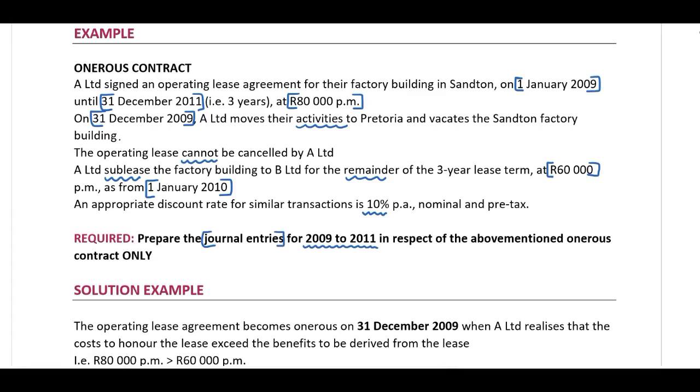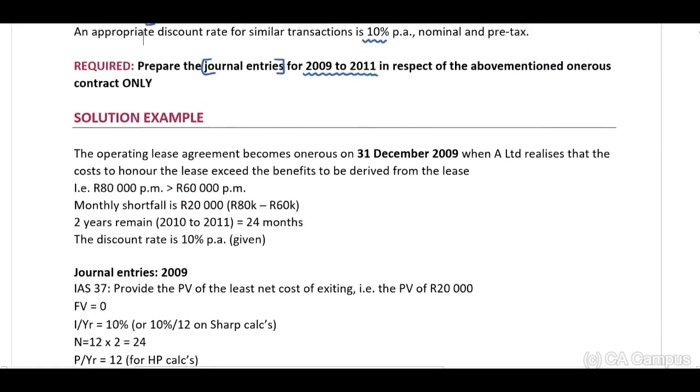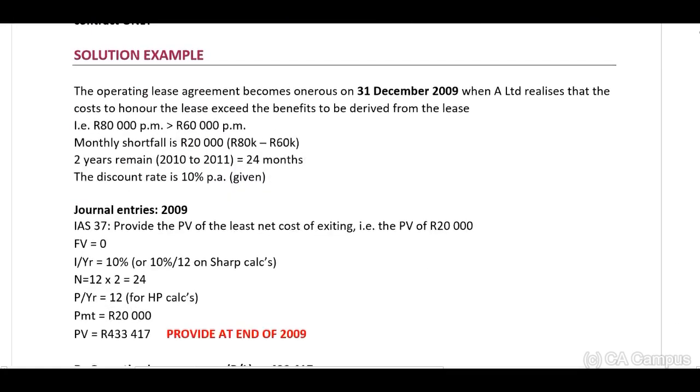Now guys, first you had to identify on your own this is an onerous contract. Why? Because A Limited has to pay 80,000 a month and only receive 60,000. Therefore the 80,000, which is our unconditional costs, exceeds the income, 60,000, and they rent out this property from 1 January 2010. Now we need to prepare the journal entries.